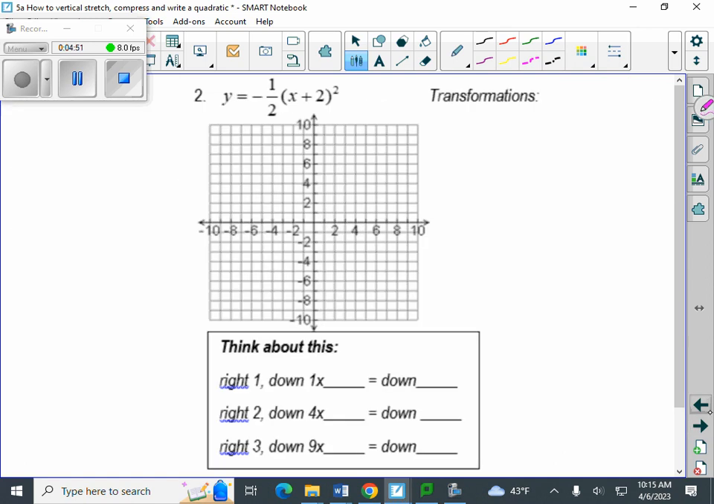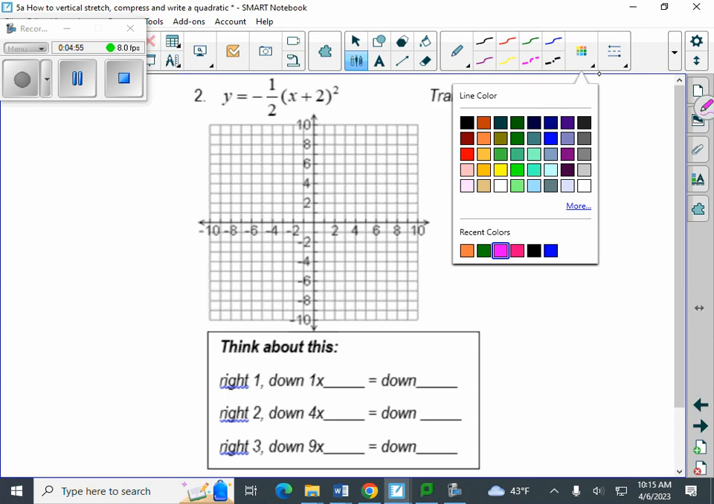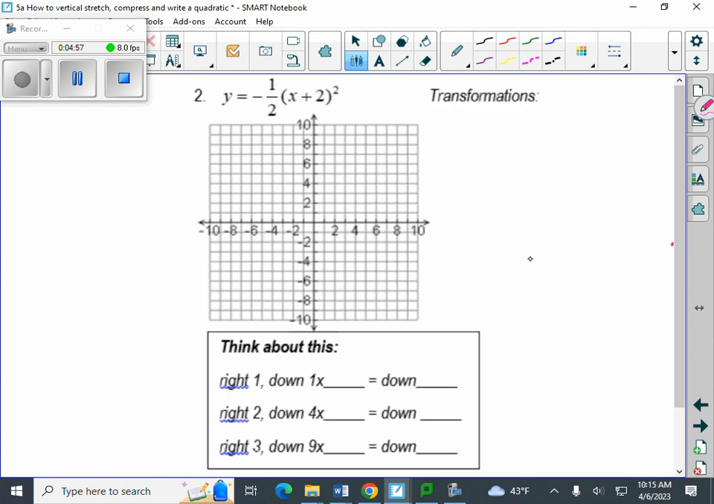As we look at problem number 2, again, we need to identify the transformations, but maybe it's easiest to start with the vertex. And once again, in terms of the vertex, what's inside the parentheses? We change the sign. So we have a parentheses on this particular problem. It says x plus 2. I'm going to make it negative 2. There's the change the sign.